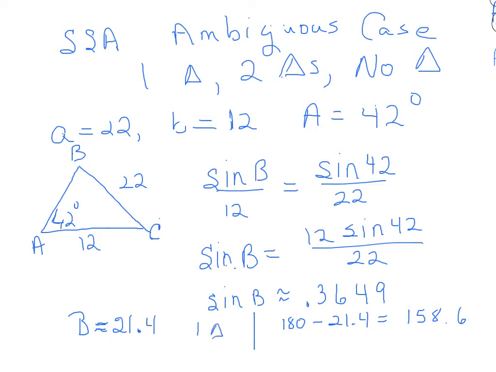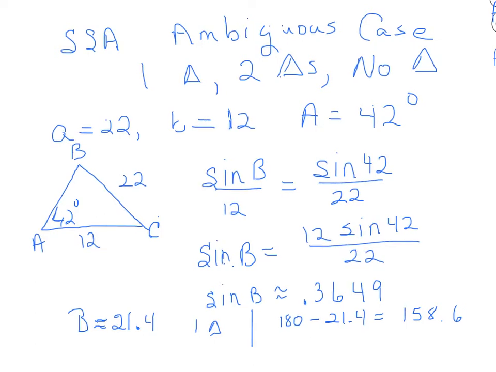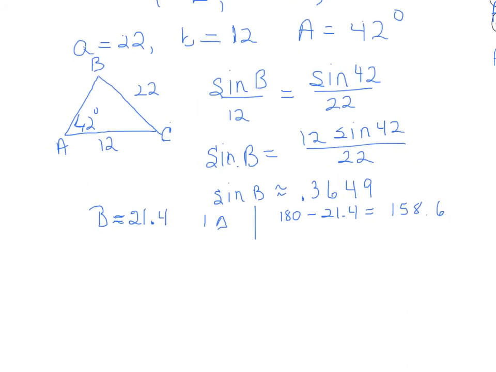Because if I add 42 to 158, it's more than 180 degrees. It's one triangle. So you just add your angle that you already have to it and see if it'll work. If my angle had been like 30, no, that wouldn't work. If my original angle was 20, I could have two triangles. Okay, so once you have side B, then you have to use your inverse to get to 21.4. Okay, so we've determined that we have one triangle.